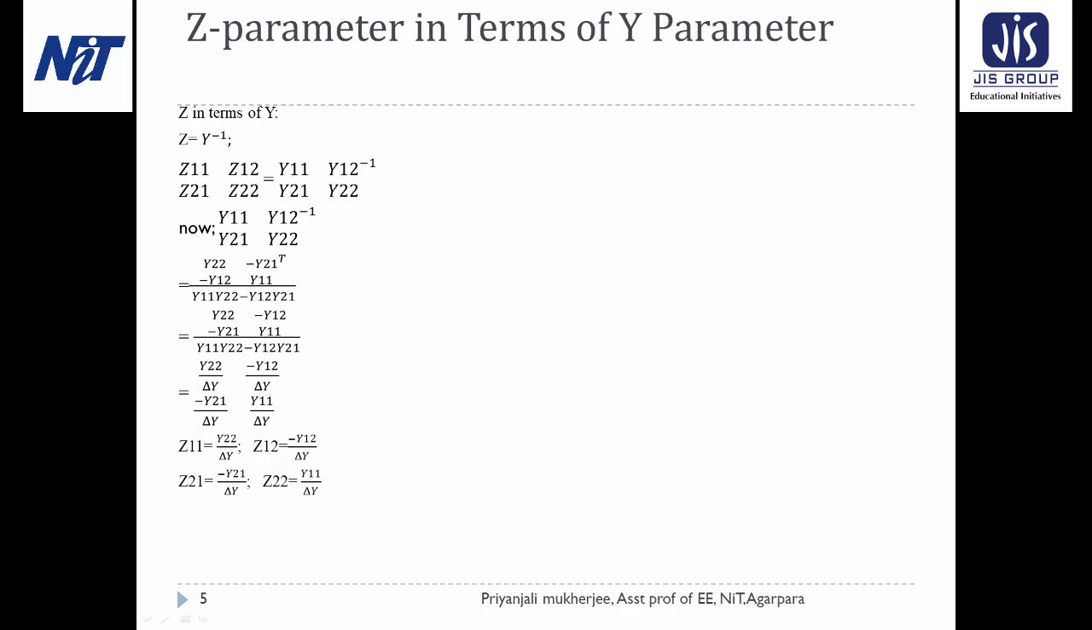By comparing this inverse Y matrix with Z11, Z12, Z21 and Z22, we can say that Z11 is equal to Y22 by delta Y, whereas Z12 is the ratio of minus Y12 and delta Y. Z21 is the ratio of minus Y21 and delta Y, whereas Z22 is the ratio of Y11 and delta Y. So in this way, we can express the Z parameters in terms of the Y parameters.